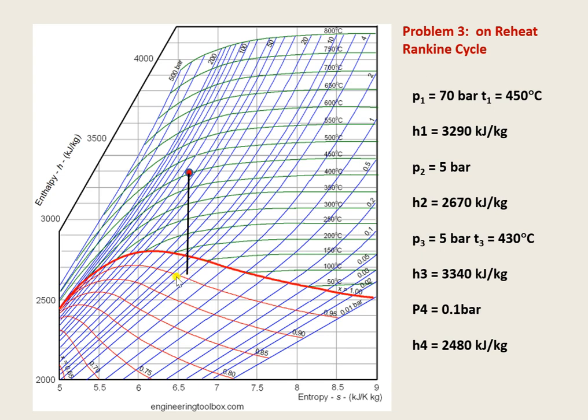Now, if you draw a vertical line from state 1 up to 5 bar, the state is between the 4 and 6 bar lines, so the 5 bar line is assumed here. The state is wet now. The enthalpy here is 2670 kilojoules per kg. Now we are easily finding out h2 using the Mollier chart.